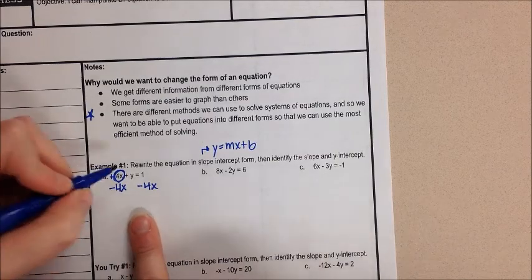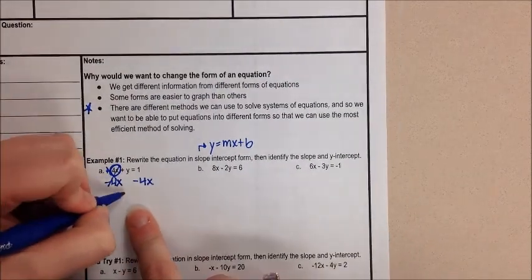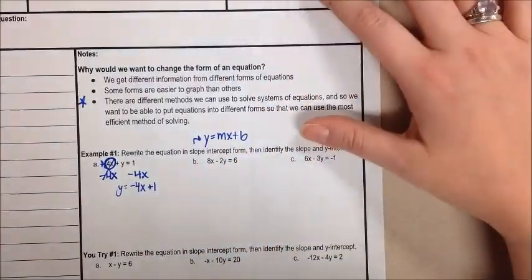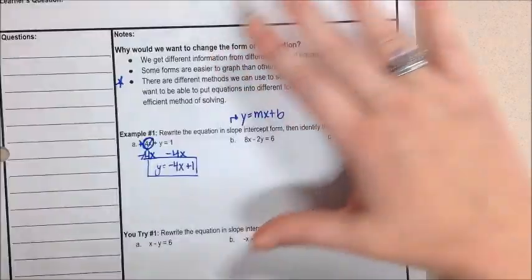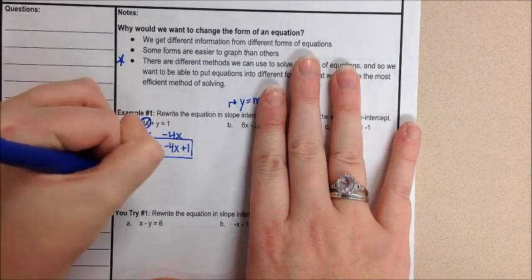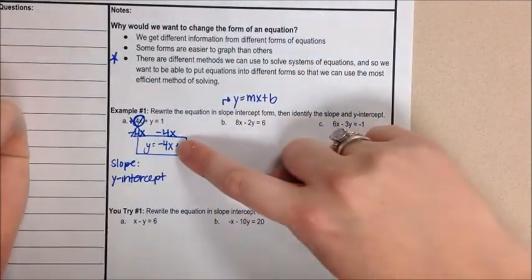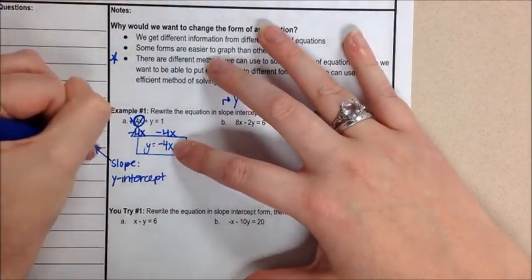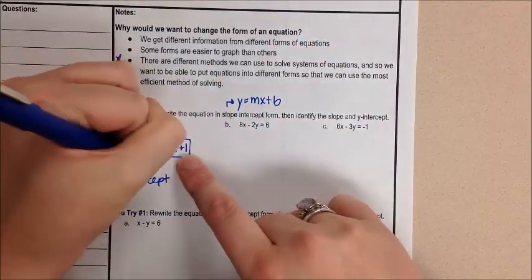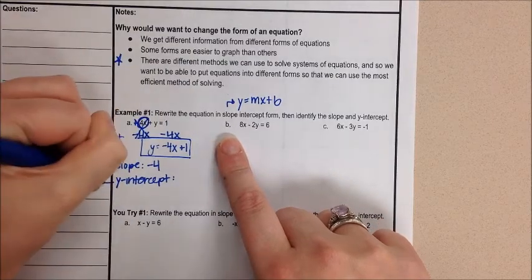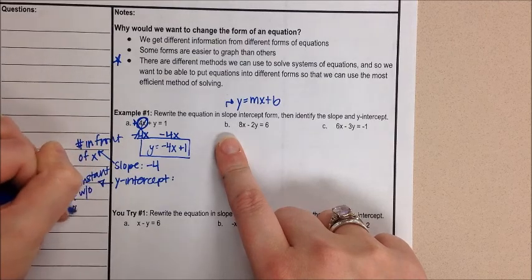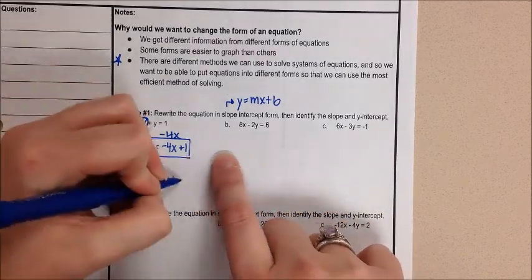Okay, because 4x minus 4x is 0x or 0. Okay, so then I have y equals negative 4x, and this 1 is positive, so it gets a plus 1. Okay, so that would be me rewriting it in slope-intercept form. Okay, and then remember slope and y-intercept, identify those. Okay, so my slope, remember, is always the number in front of the x. Okay, so the slope here is negative 4. And remember, the y-intercept is the constant, or the number without a variable. Okay, so here it's 1.